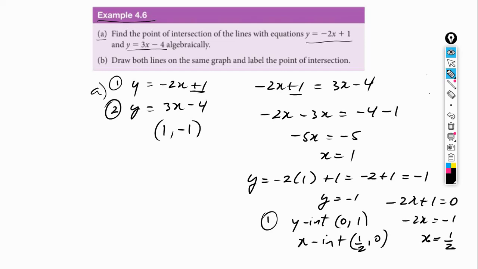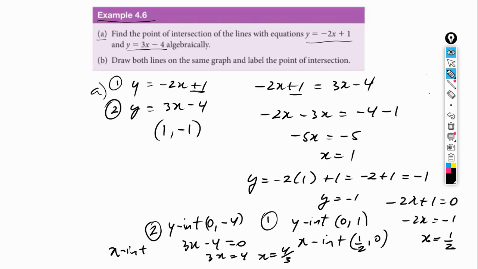For line 2, which we're going to work on over here, the y-intercept is negative 4, so (0, negative 4). Let's find the x-intercept by doing what we did before, which is setting the equation equal to 0. So 3x minus 4 equals 0, so 3x equals 4, x equals 4/3. So the x-intercept is going to be 4/3, comma 0. With that information, we could draw the lines now.